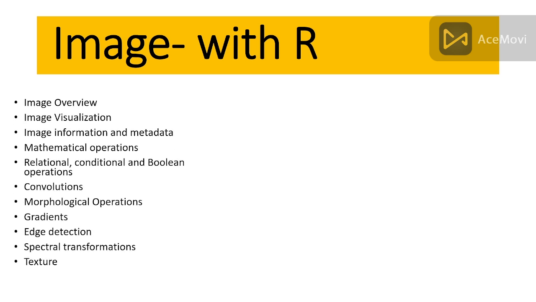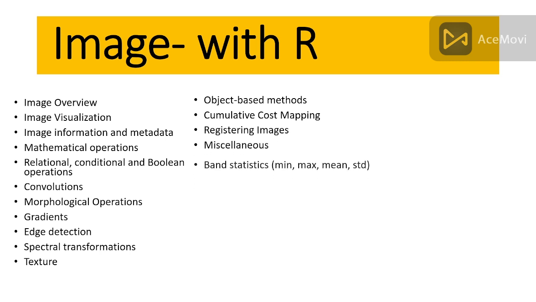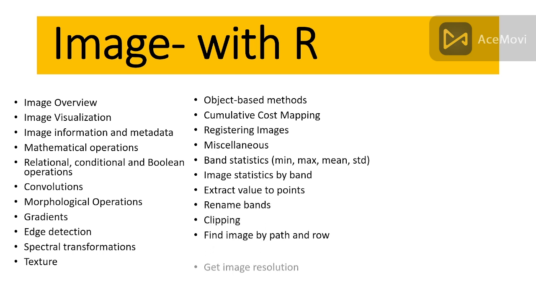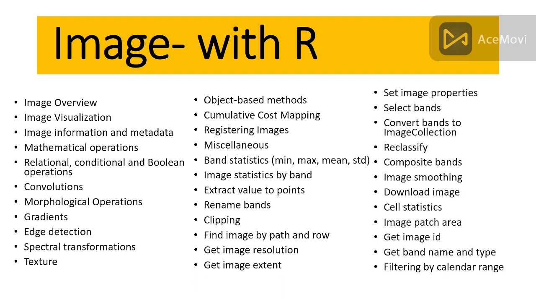Okay, so image with R, so different types of image analysis such as image overview, image visualization, image information and metadata, mathematical operation, relational condition and Boolean operation, convolution, morphological operation, gradient, edge detection, spectral transformation, texture, as well as also object-based methods, then cumulative cost mapping, then requested images, then miscellaneous. We can try to discuss band statistics, mean, max, min, and standard deviation, then image statistics by band. Okay, extract the value to point, rename band. Okay, clipping, find image by path and row, get image by resolution, get image by extent, as well as a lot of analysis we can easily learn from this online training program.